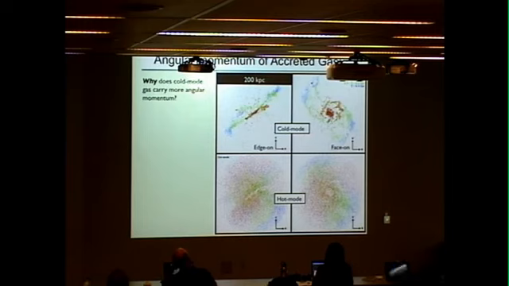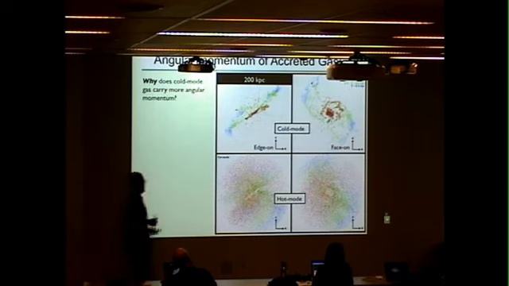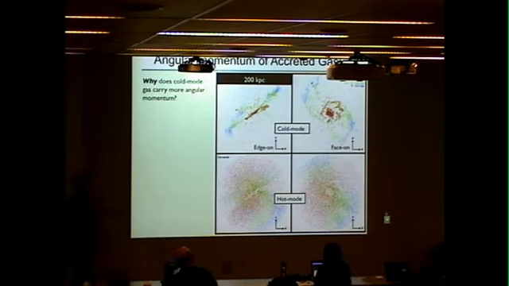So this is just the gas that we track forward in time, and we know that it's going to make it all the way down to the galaxy without ever shock heating. It's the cold mode gas. Down here you have the hot mode gas.